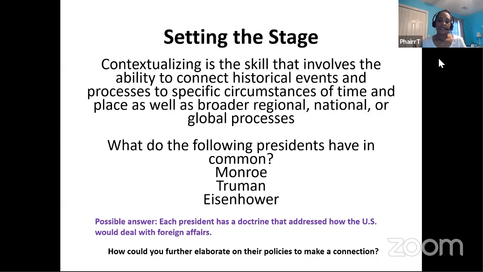And then, of course, when you look at Eisenhower and you're making that connection to both Truman and Monroe, still dealing with foreign affairs, still trying to stop certain foreign countries from invading and coming into other countries without their permission. He is going to kind of continue that policy of containment, but his doctrine is a little bit more aggressive.